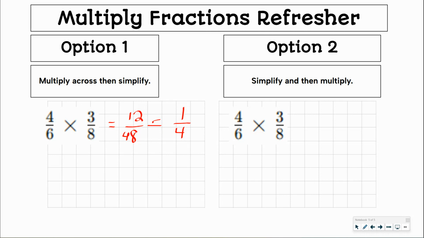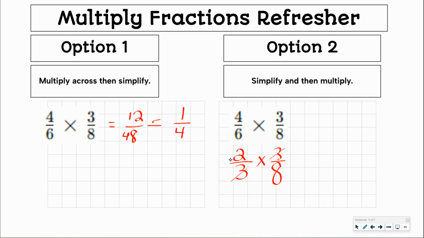And then let's talk about simplifying before you multiply. 4 over 6 can both be divided by 2. So if I divide 4 by 2, I get 2. If I divide 6 by 2, I get 3. And now we can bring down 3 over 8 because that is already simplified. Now looking at this, I know 3 divided by 3 would become 1, so I'm going to just cancel out my 3's there because it can be simplified.